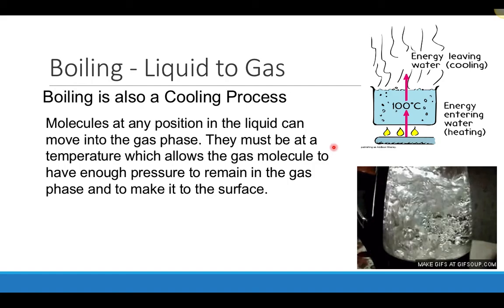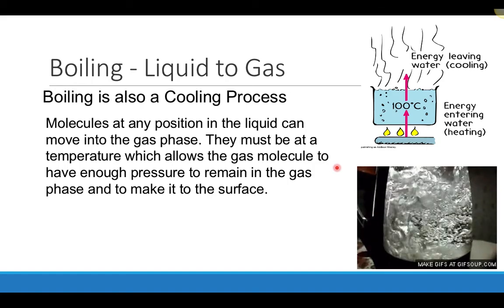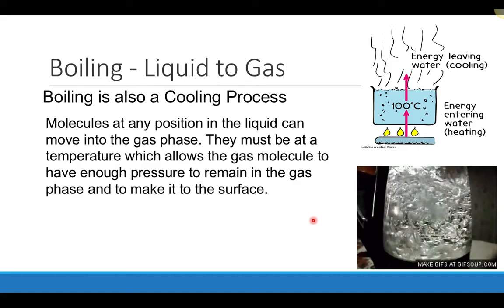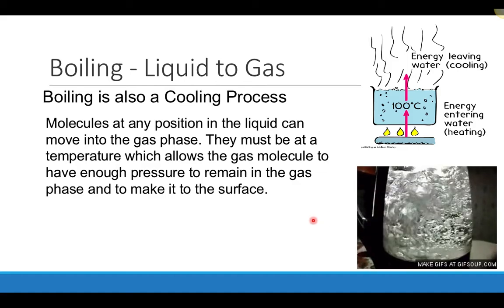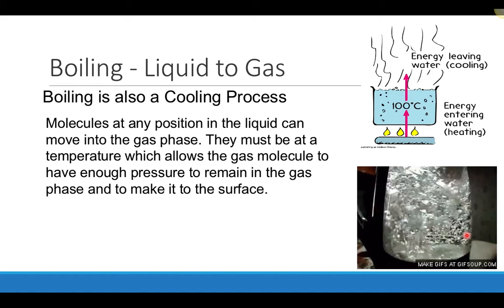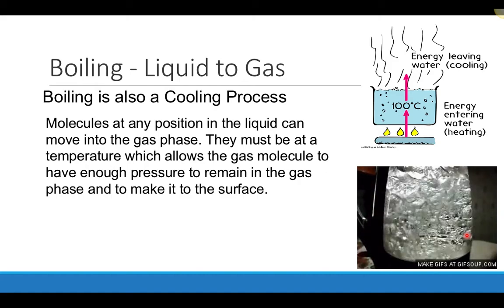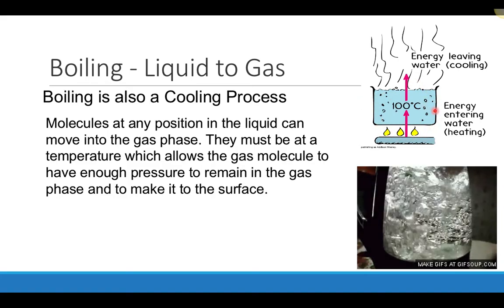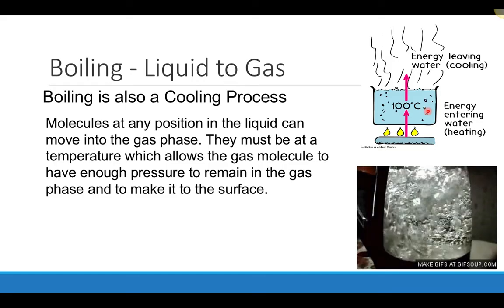They have to actually be at a particular temperature, though, for these gas molecules to form. And they have to have enough pressure to remain in the gas phase to make it to the surface. So boiling doesn't occur at any temperature, right? It has to be the right process. So for water, water boils at standard temperature and pressure at 100 degrees Celsius.